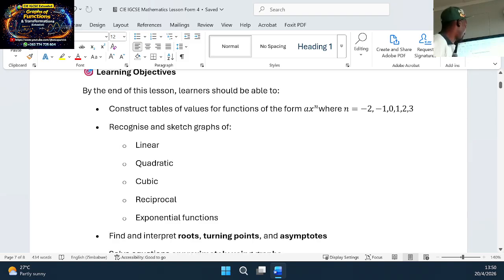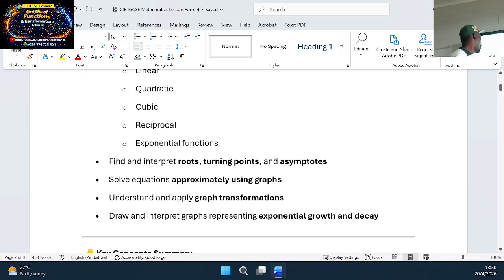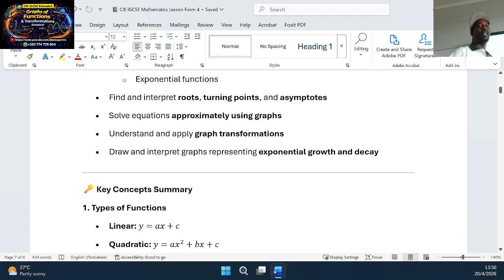We want to say that by the end of the discussion, one should be able to construct a table of values for functions in the form ax to the power n, where n can be an integer from -2 up to around +3. One should be able to recognize and sketch graphs of linear, quadratic, cubic, reciprocal, as well as exponential functions. And also interpret the root, turning point, asymptotes, and solve equations by using the graph. In other words, you try and predict where along the x-axis that particular point of interest might be. Also looking at graph transformations, exponential growth and decay.